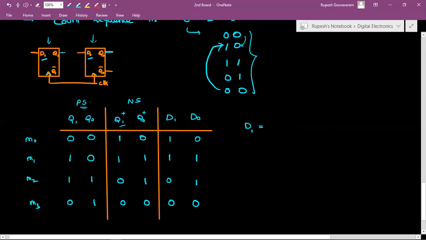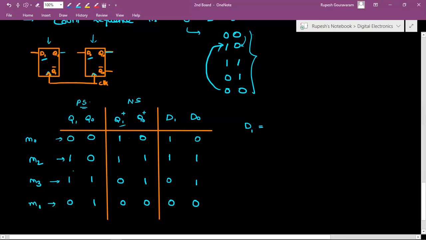D1 as 1 occurs at two places. D1, if you see it carefully, how is it related to Q1 or Q0? Sorry, these are not the minterms that I have mentioned here. So this is 0, correct, M0. This is 1 0 means 2, that is here it is M2. 1 1 is 3, that is it is M3. And 0 1 is M1.